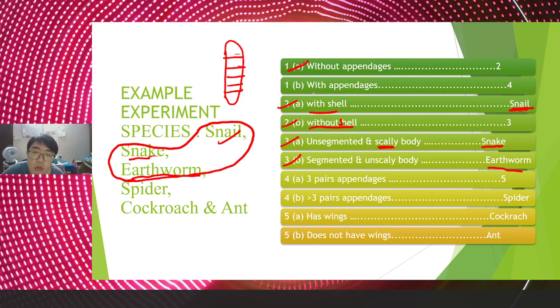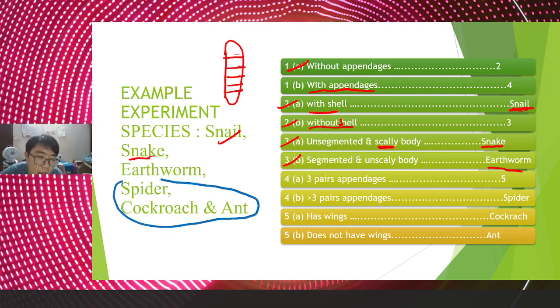Now you have to look at the ones with appendage. Those that have kaki, who has kaki? Spider, cockroach, and ants. So for those with kaki, you go to equation 4. Okay, we look at equation 4. In equation 4, 4A and 4B are the differences.